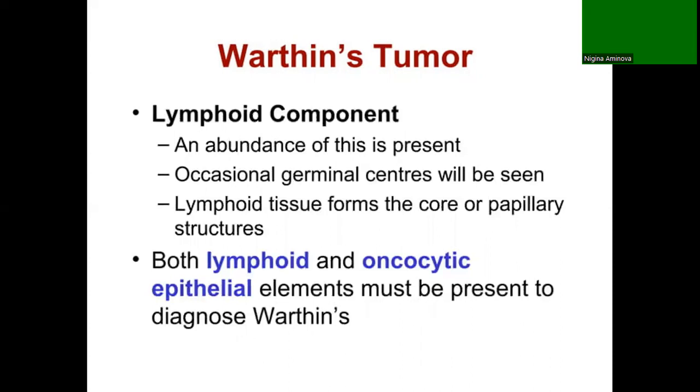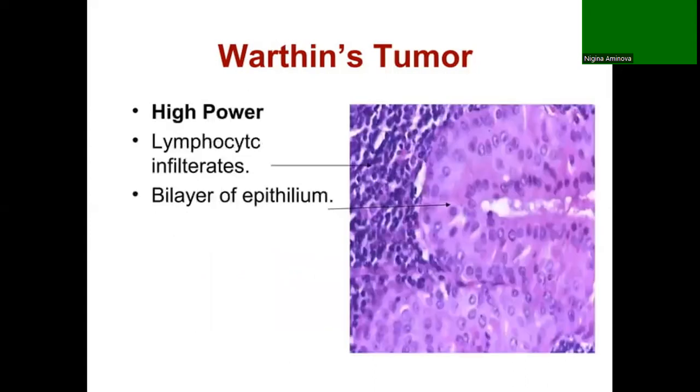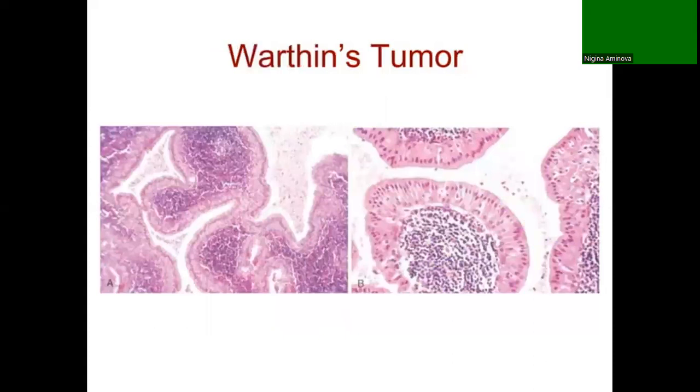As for the lymphoid component, an abundance of this is present. Occasional germinal centers will be seen. Lymphoid tissue forms the core of the papillary structures. Both lymphoid and oncocytic epithelial elements must be present to diagnose Warthin's tumor. So in high power, lymphocytic infiltrates and the bilayer of epithelium can be seen under the microscope.